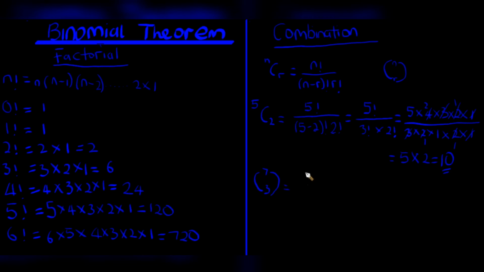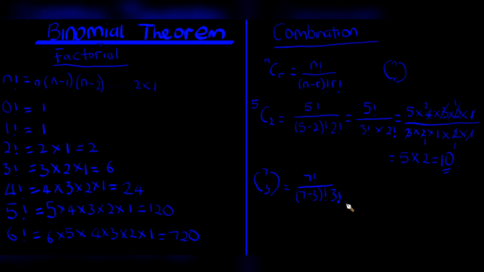So I'm going to start with 7 factorial all over. Now we're going to take the difference between 7 and 3, the number at the top and the number at the bottom. So at the denominator, we're going to have 7 minus 3 factorial, multiplied by the number at the bottom, right? 3 factorial.